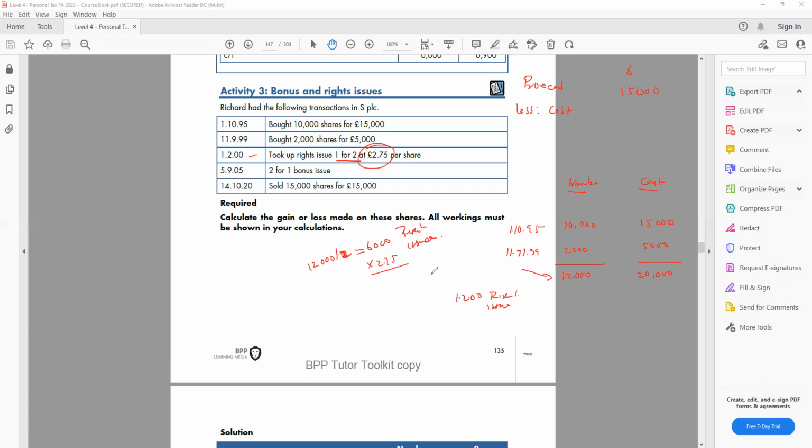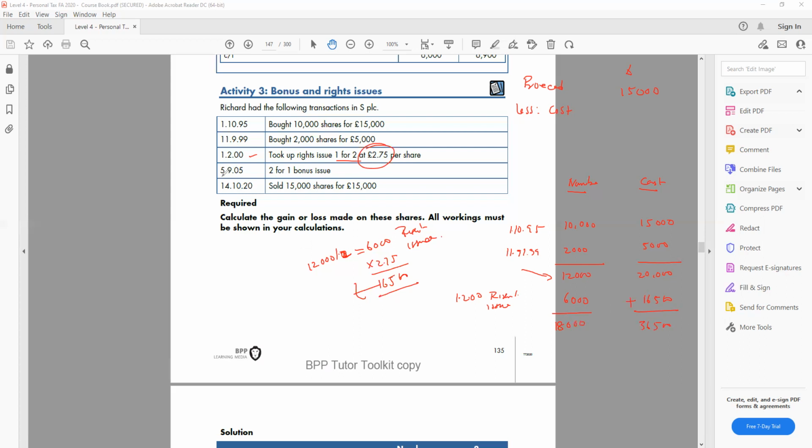So let's multiply. We have 6,000 shares times 2.75, that is 16,500. So the total rights issue shares will be 6,000 and the value is 16,500. If you add this, 6 plus 12 is 18,000 shares. And the total value here, 20 plus 16, is 36,500.